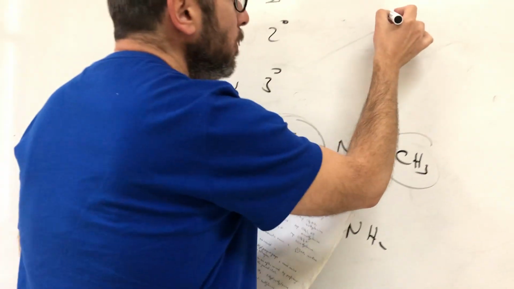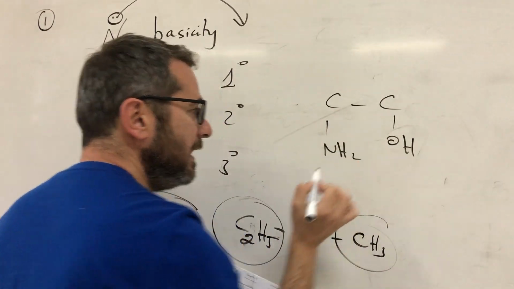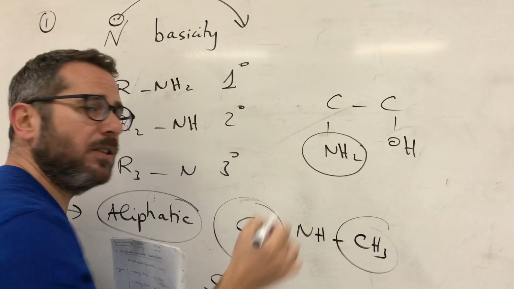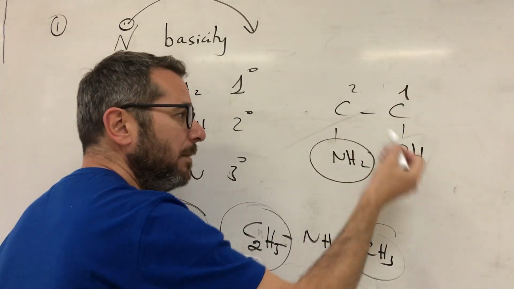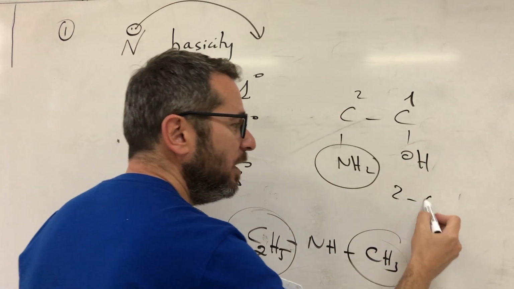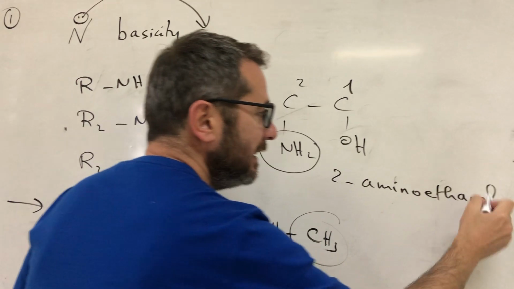Now, if I have a complicated chain, for example this one, in this case this is considered as a substituent, it is amino. So this is 1, 2, I name it as an alcohol, 2-amino ethanol. So this is concerning the aliphatic amines.